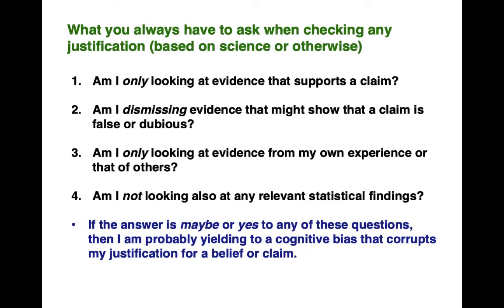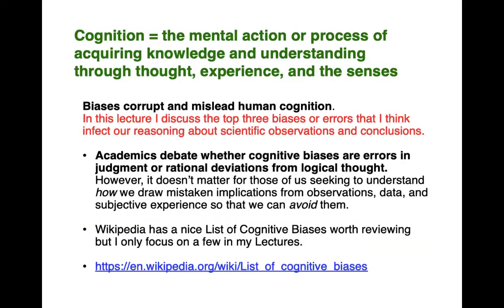What you always have to ask when checking any justification based on science or otherwise are the following 4 questions. Am I only looking at evidence that supports a claim? Am I dismissing evidence that might show that a claim is false or dubious? Am I only looking at evidence from my own experience or that of others? Am I not looking also at any relevant statistical findings? If the answer is maybe or yes to any of these questions, then I am probably yielding to a cognitive bias that corrupts my justification for a belief or a claim.